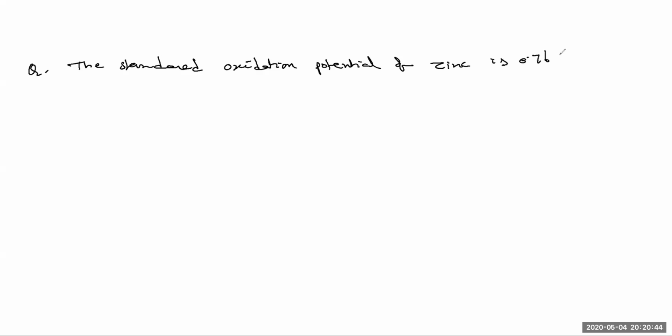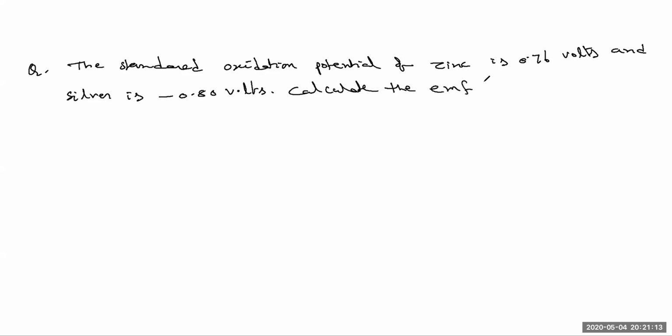Yeah, next question is: the standard oxidation potential of zinc is 0.76 volts and silver is minus 0.80 volts, right? Okay. Calculate the EMF of the cell.